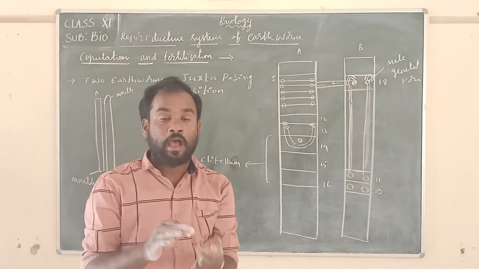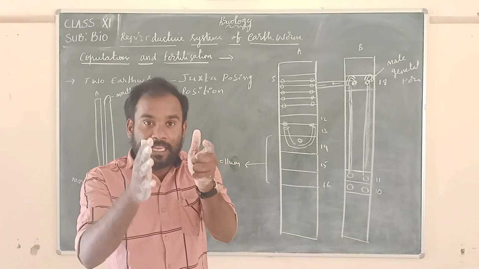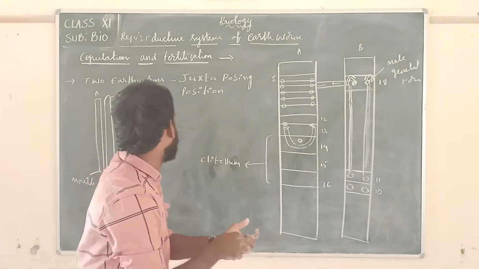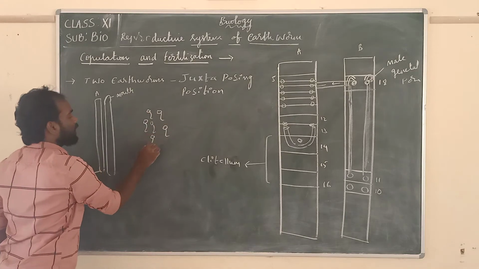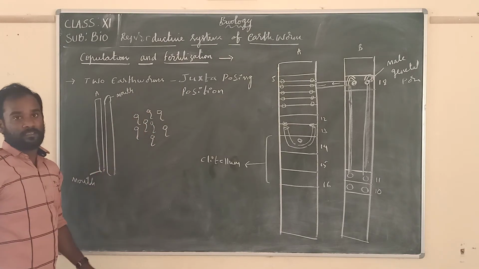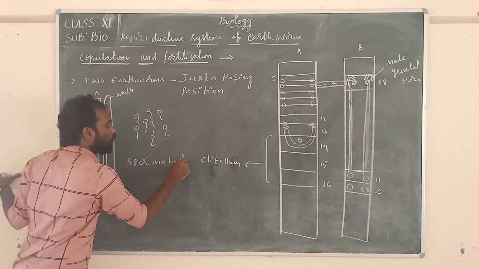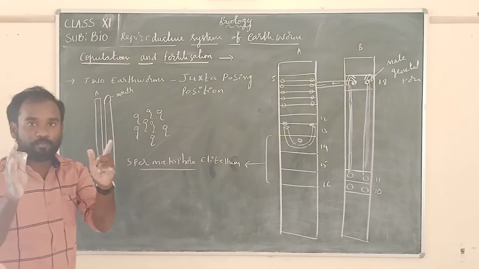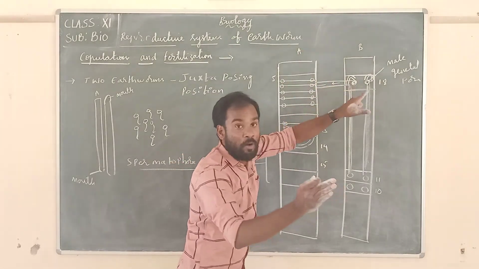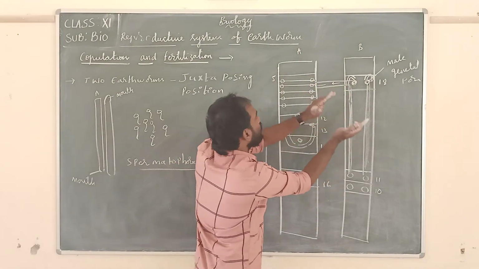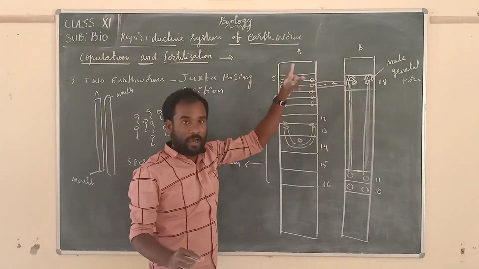Now the sperms never move individually. The sperms will be transported in groups, in the form of a packet. This packet of sperms is called a spermatophore. Now what happened? One earthworm released its sperms into the other earthworm.